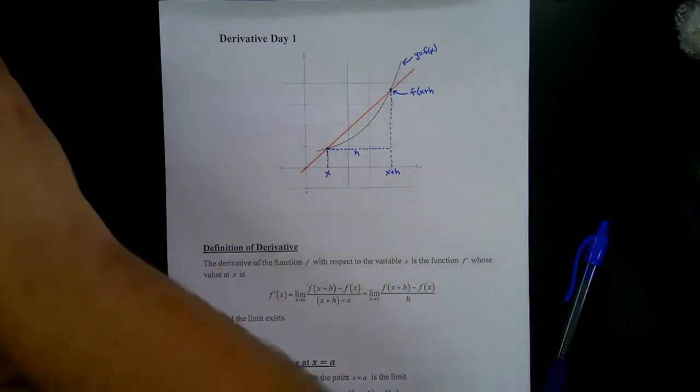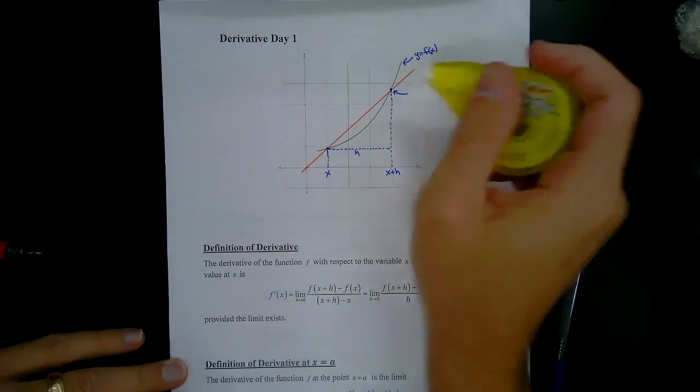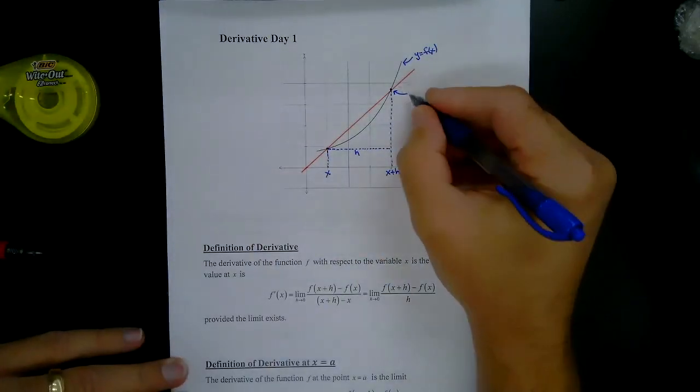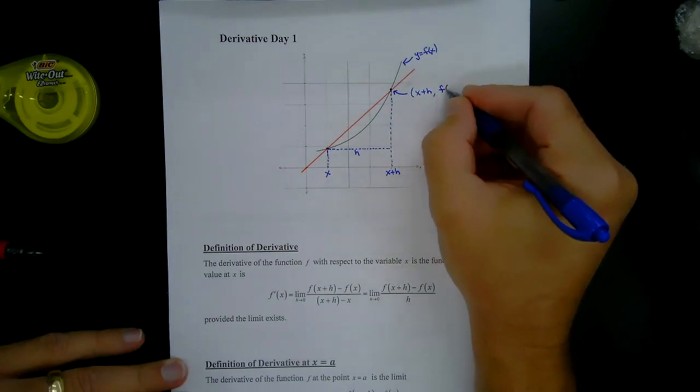I'm sorry, I said that wrong, completely wrong. All right, the x coordinate is x plus h, and the y coordinate would be f of x plus h.